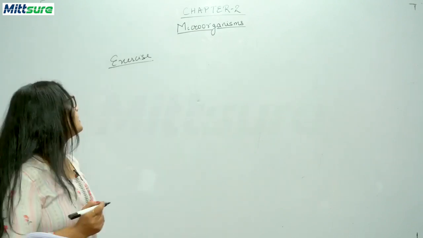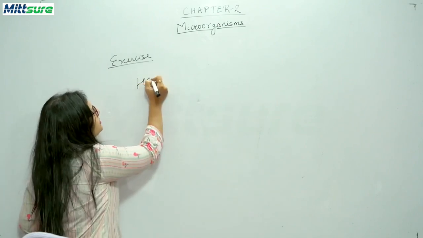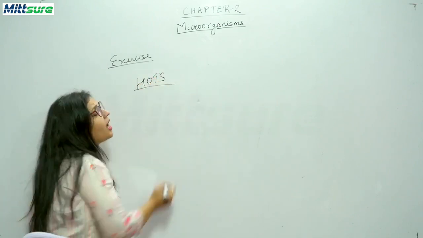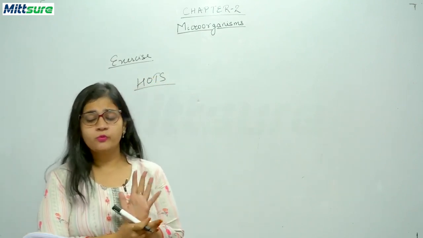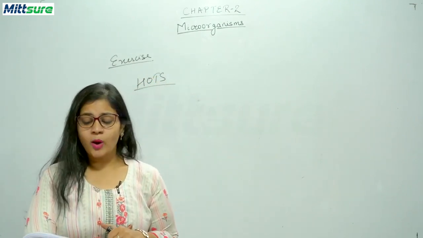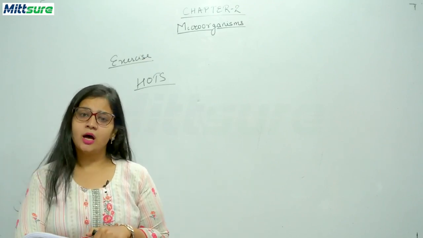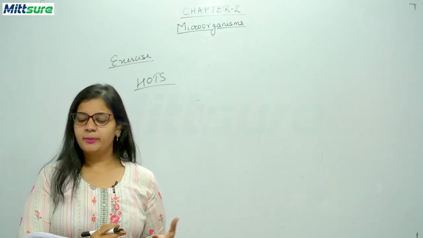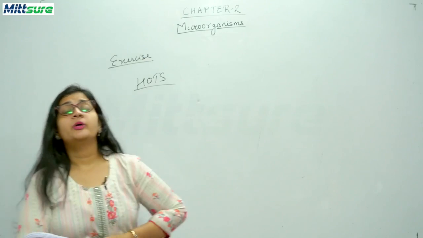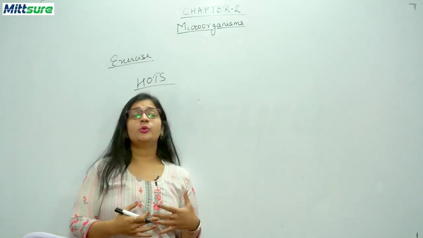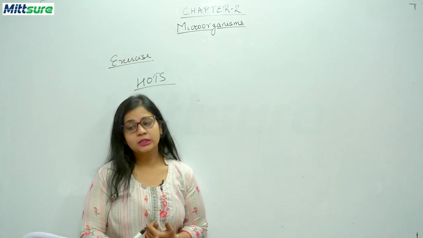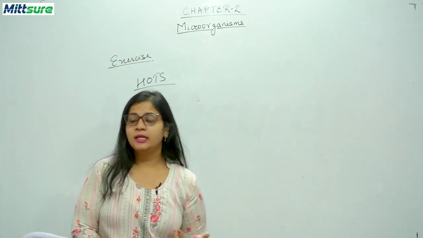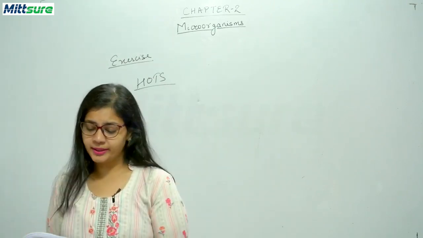Okay, now we'll be discussing HOTS. HOT is high order thinking skill question. So 2 questions are given in your book. The first question is, why does yogurt turn sour more easily in summer than in winter? Because बच्चा summer में आपके जो microbes का growth होता है, it's very fast, so it turns sour very easily in summer than in winter.